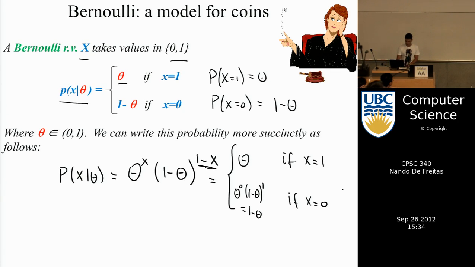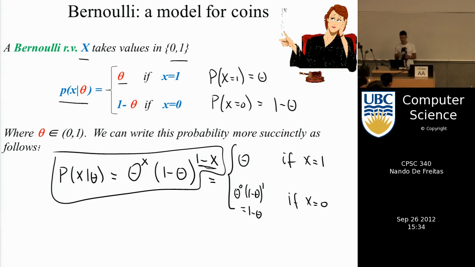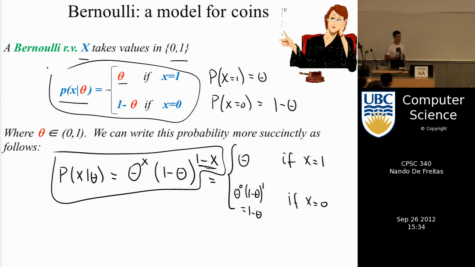So now we have a very nice, succinct way of writing a probability distribution that I prefer to this way, because this way I have to always draw a bracket. And I don't like drawing these brackets. It's more writing.